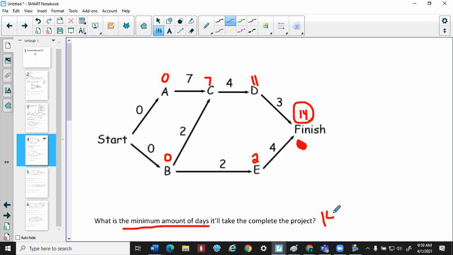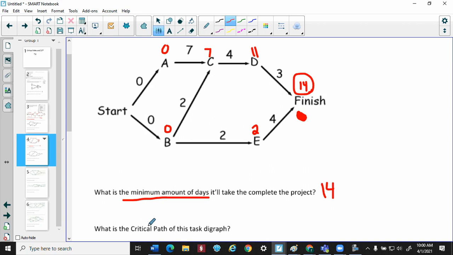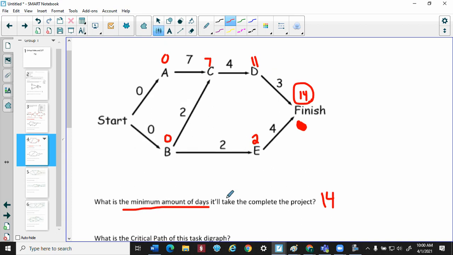So when will the project finally come to a halt? On day 14. All right. Now, what is the critical path of the task graph? Okay. Now, this is where basically these numbers that you found throughout the graph, you're just highlighting how you got them. All right. So watch this.